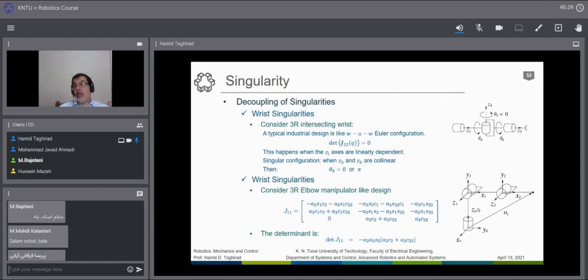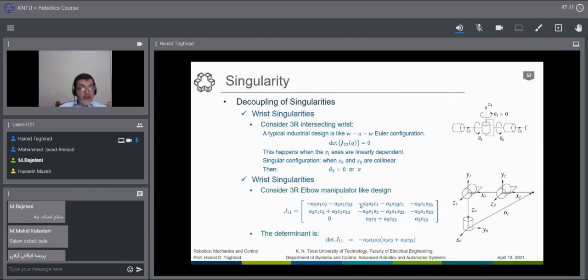The same thing can happen for another wrist configuration. Consider that now the joints are not all intersecting at a point. We have Z0 here, Z1 here, and Z2 there. I'm very sorry, this is not wrist singularity. We should call it arm singularity because we have O1, O2, and O3. This arm singularity, in many manipulators, has a rotating base and 2R configuration as we see in here.